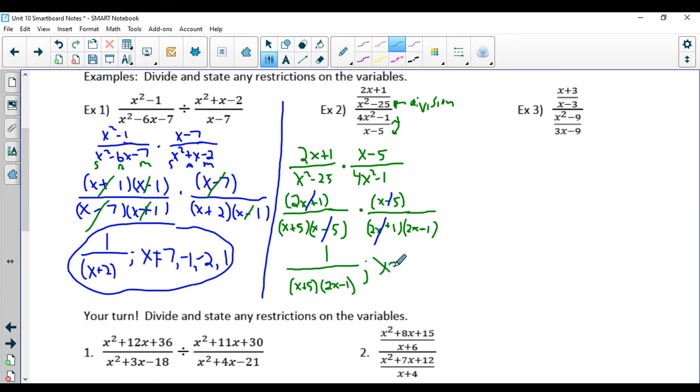All right, we still need our restrictions. So x cannot equal, if I set x plus 5 equal to 0, I'd get negative 5. Negative 5 plus 5 is 0. X minus 5 equal to 0, I get positive 5. 5 minus 5 is 0.